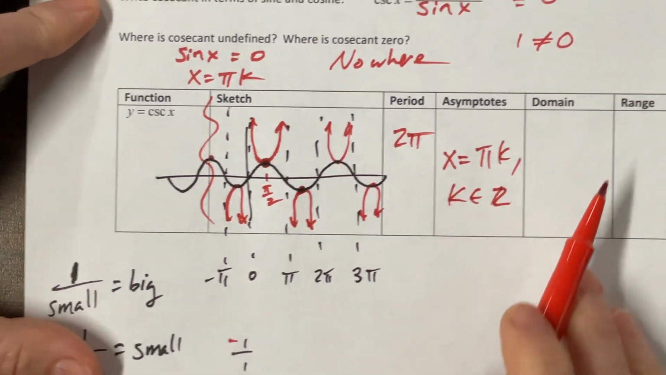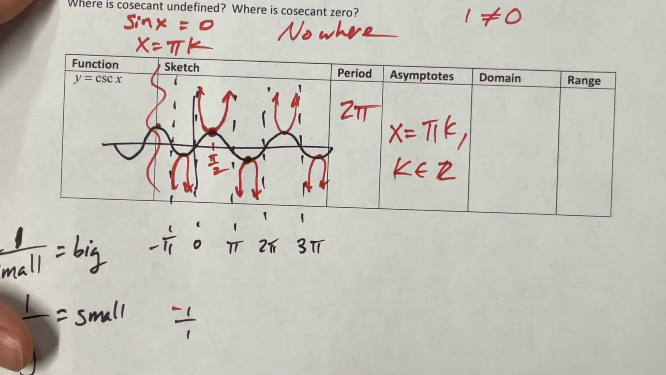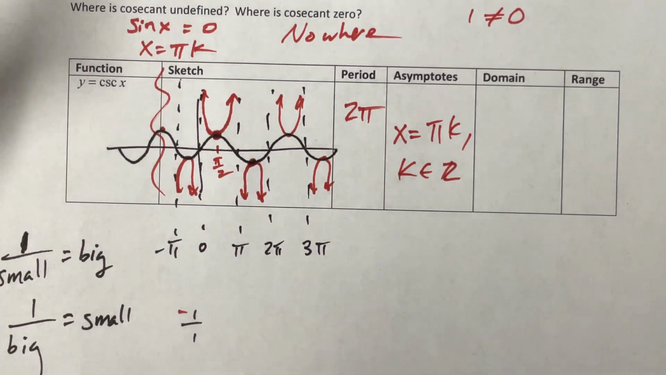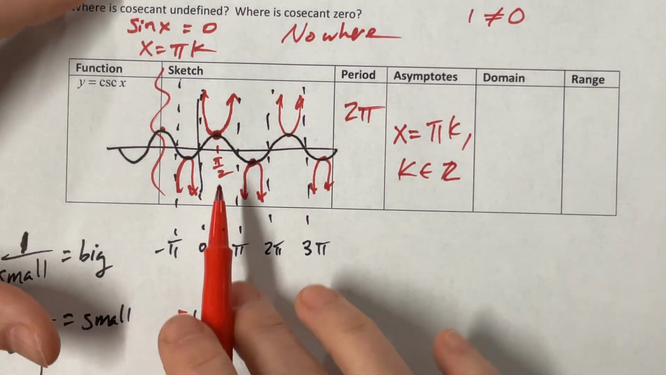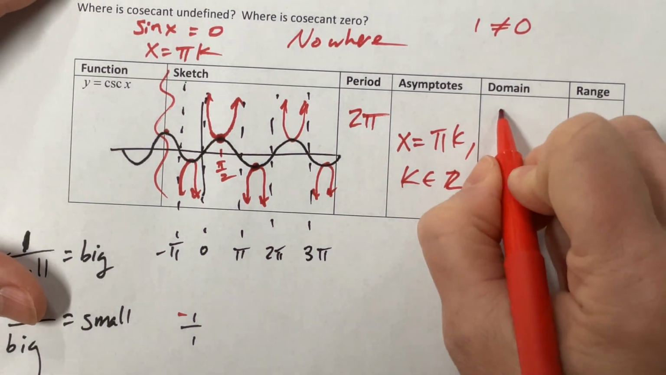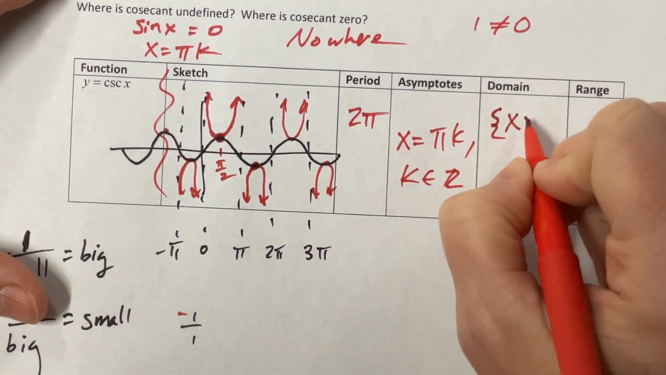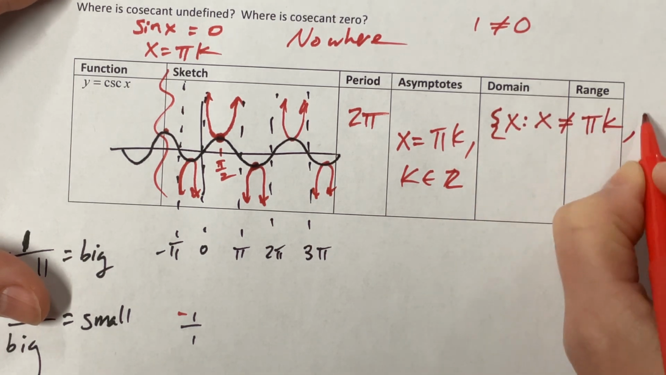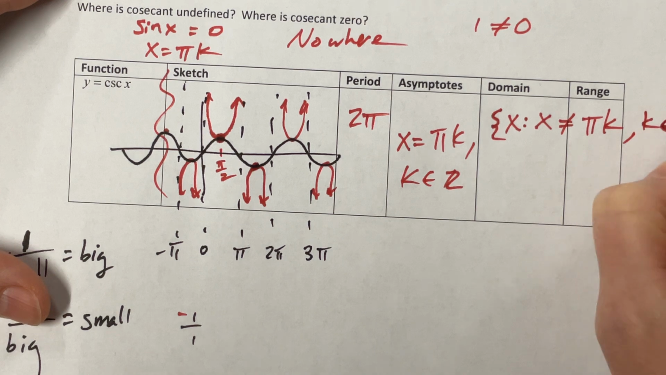Okay, so for my domain, we have infinitely many intervals. Either we write a rule for infinitely many intervals, which is not typically how we do this, or we say it's everything except my asymptotes. So I will use set notation, and I'll say it's the set of x such that x is not equal to my asymptotes, which were at pi k, where k is an element of the integers.